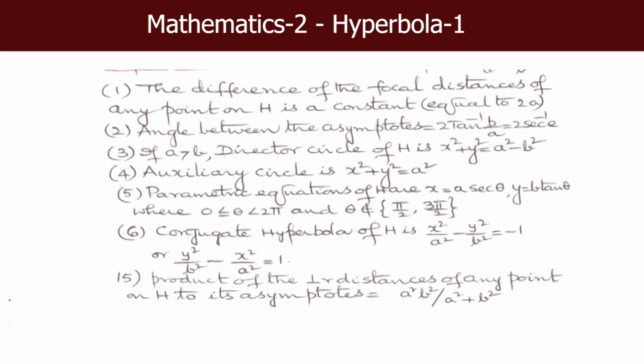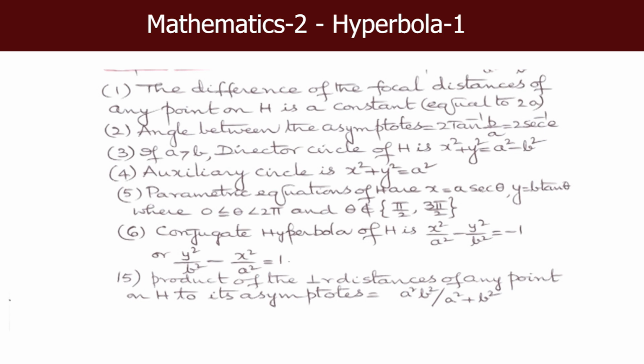Conjugate hyperbola. The conjugate hyperbola of a hyperbola is the hyperbola having the transverse and the conjugate axis same as the conjugate and transverse axis of the given hyperbola. For the given hyperbola, the center is the same for both. For the given hyperbola, the transverse axis is along the x-axis. For the conjugate hyperbola, the transverse axis will be along the y-axis.